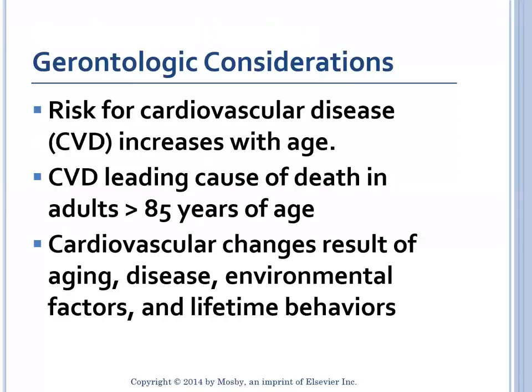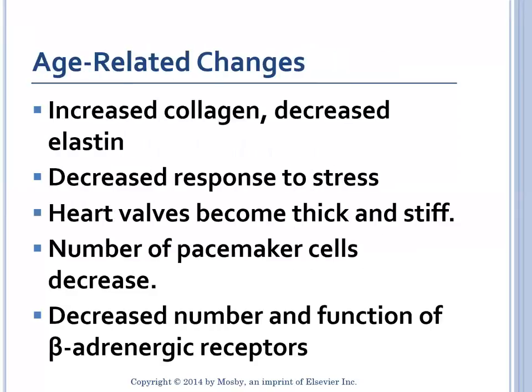Many of the physiologic changes in the cardiovascular system of older adults are a result of the combined effects of the aging process, disease, environmental factors, and lifetime health behaviors rather than just age alone. With increased age, the amount of collagen in the heart increases, and elastin decreases. These changes affect the myocardium's ability to stretch and contract. One of the major changes in the cardiovascular system is the response to physical or emotional stress. In times of increased stress, there is a decrease in cardiac output due to reduced contractility of the heart rate.